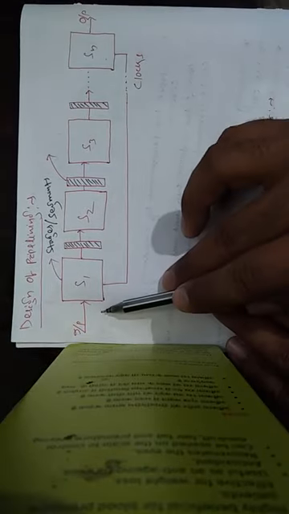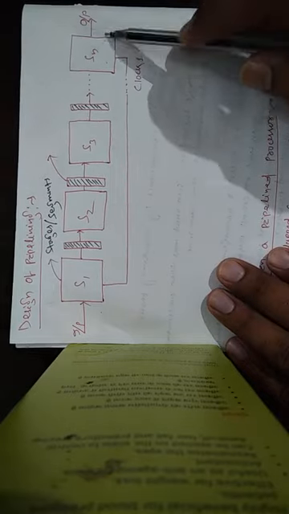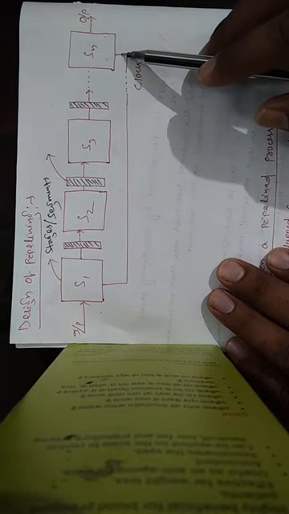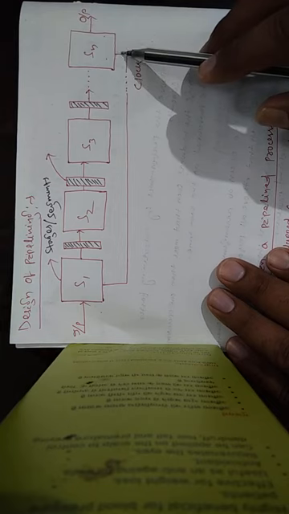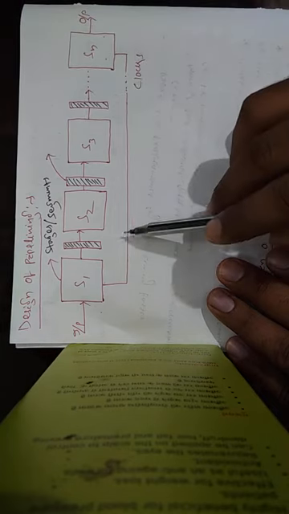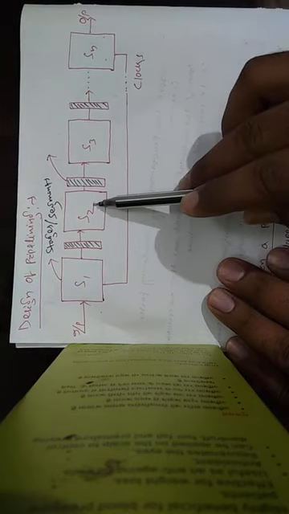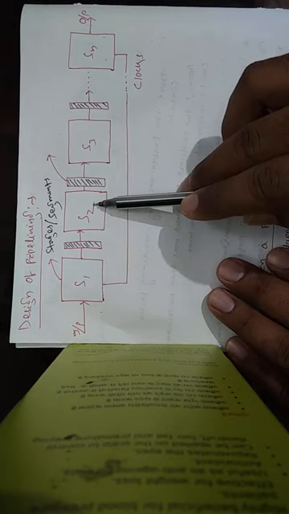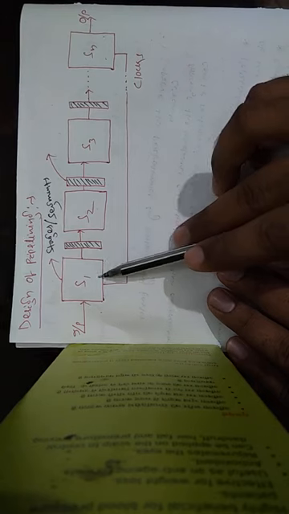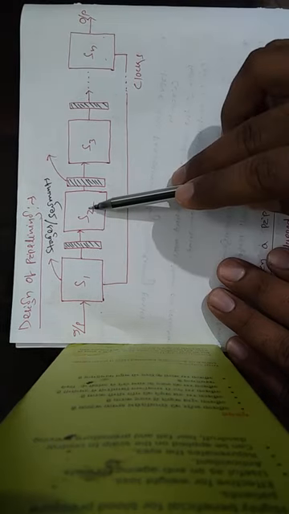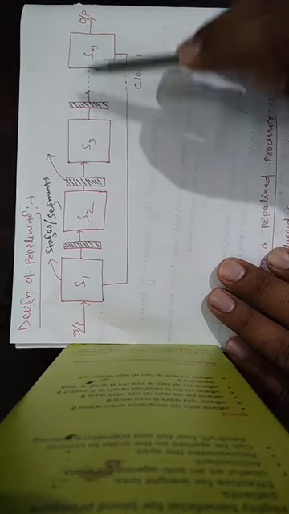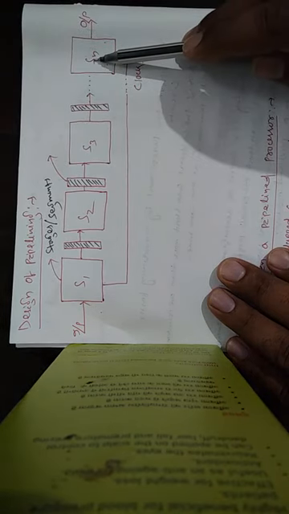So between the input unit and output unit, there will be a number of stages. The output of one stage is connected to the input of the next stage. Each stage performs a specific operation. Stage 1 performs one operation, stage 2 performs another operation, stage 3 performs another operation. Like that, stage n performs another operation.